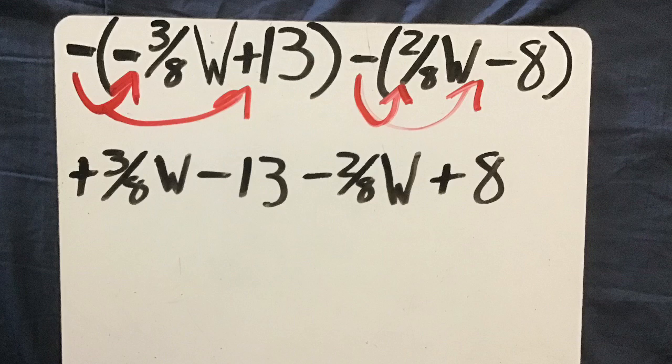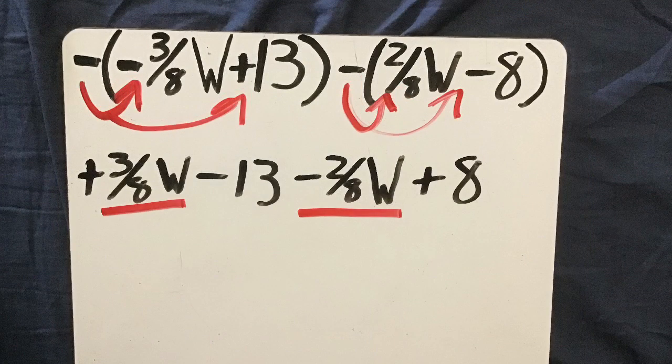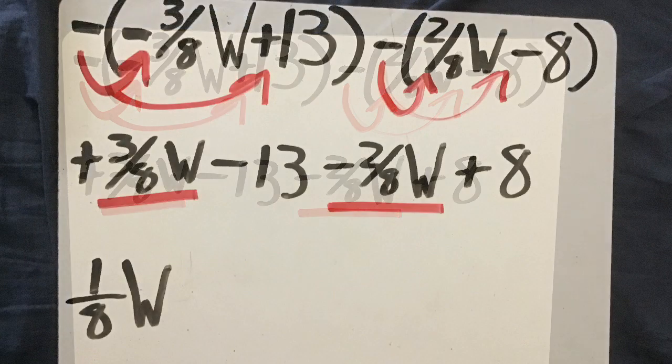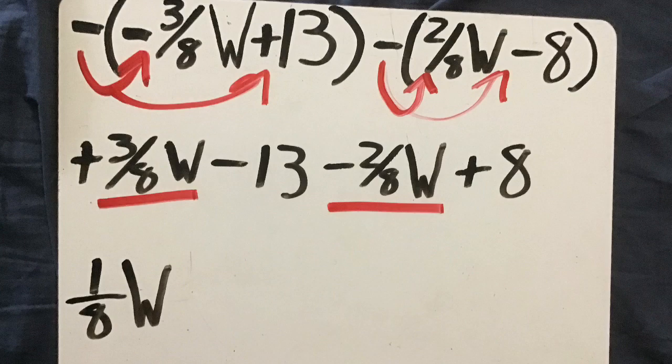Negative times a positive is a negative, so I have negative 13. Negative times a positive is a negative, so I have negative 2/8w. Negative times a negative is a positive, so I have positive 8. Now I need to combine like terms, so I'm underlining every number with a w. 3/8w minus 2/8w leaves me with 1/8w.